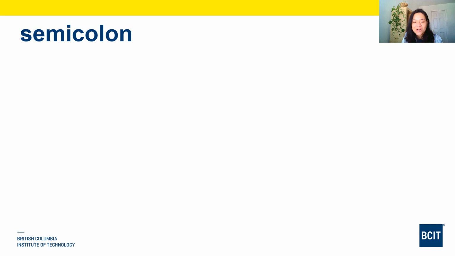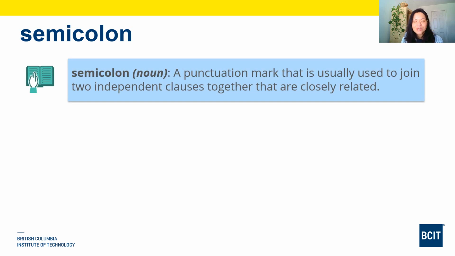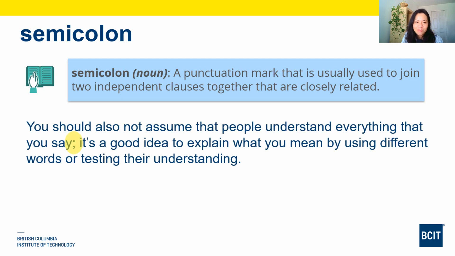Finally, we'll look at the least common way to join independent clauses, the semicolon. Recall, the definition of a semicolon is a punctuation mark that is usually used to join two independent clauses together. You should also not assume that people understand everything that you say. It's a good idea to explain what you mean by using different words or testing their understanding. Using just a semicolon is a grammatical way to join the two sentences, but keep in mind it only works if the relationship between the sentences is very clear and very close.